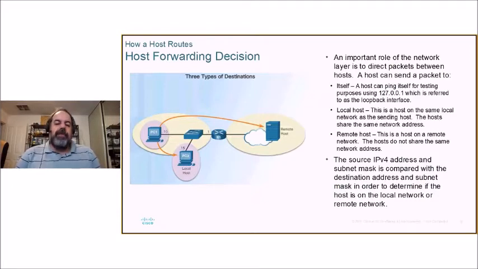Or of course, you have a remote host, a device on a different network, and so you actually have to use the router to get to it. The source IPv4 address and subnet mask is compared with the destination address and subnet mask in order to determine if the host is on the local network or a remote network. And so the forwarding decision is, if it's a local host on the same network, you can talk directly to it. If it's on a different network, you have to go via the router to get to that remote host.